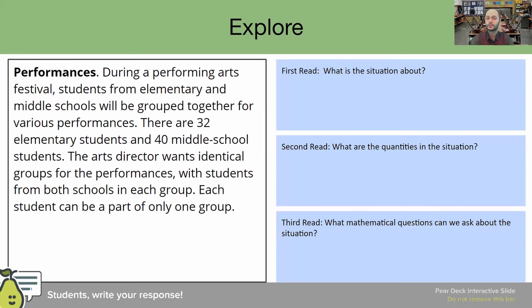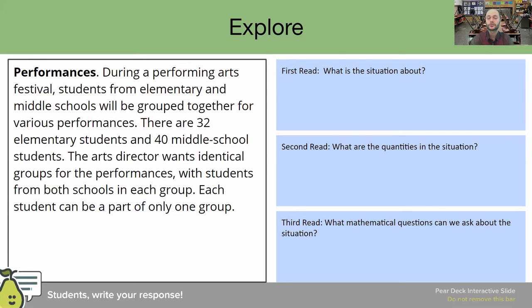Please pause the video, read the story to yourself, and then we're gonna do a 3 reads activity. All right, welcome back. This story reads, during a performance arts festival, students from elementary and middle schools were grouped together for various performances. There are 32 elementary students and 40 middle school students. The arts director wants identical groups for the performances, with students from both schools in each group. Each student can be part of only one group.